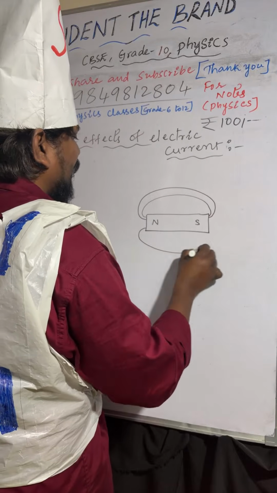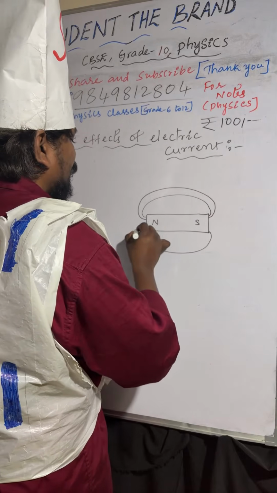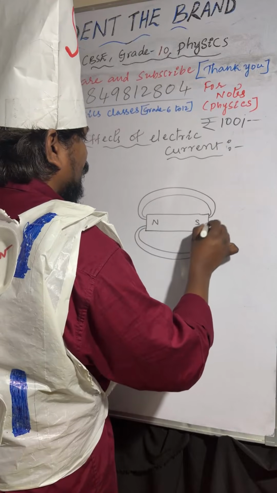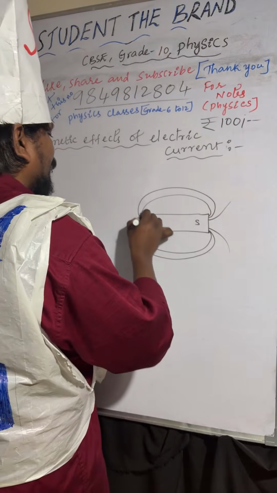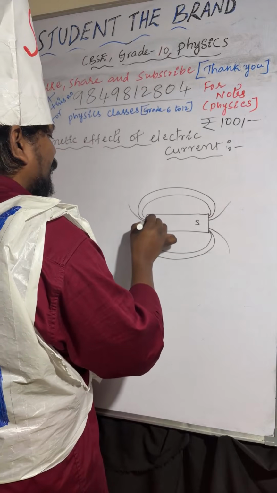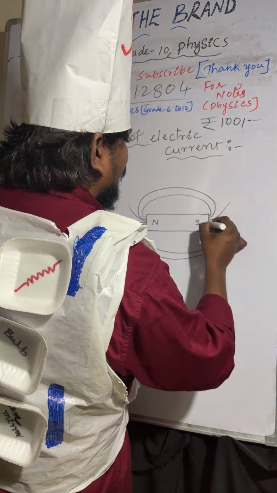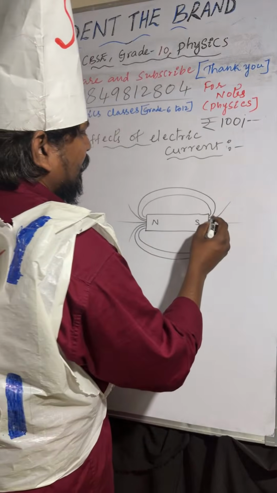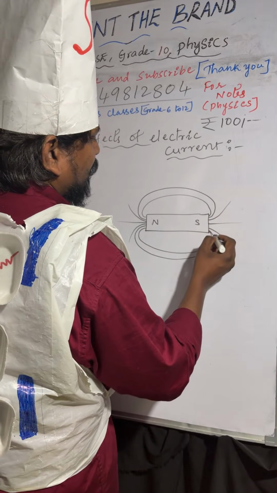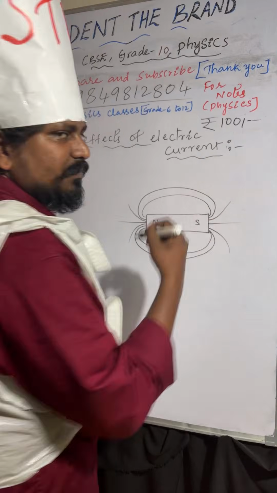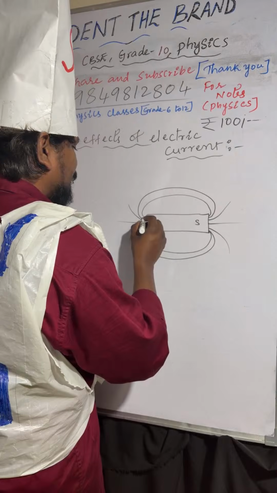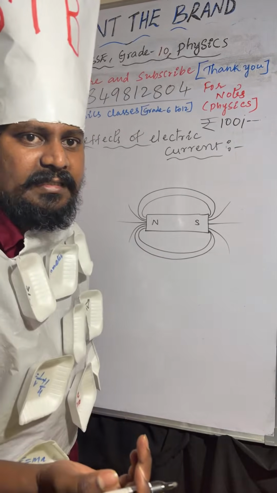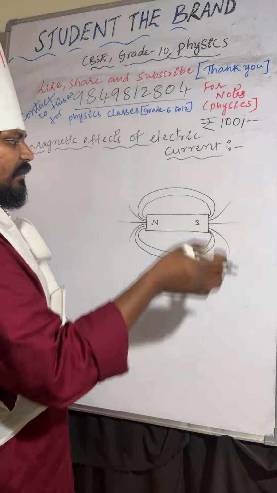and 1, 2, so you can take 3, 4, you can take like this. Okay, so 1, 2, 3, 4, 5, 6, 7, and here also 1, 2, 3, 4, 5, 6, 7. So you can take 7 or 9 like that.